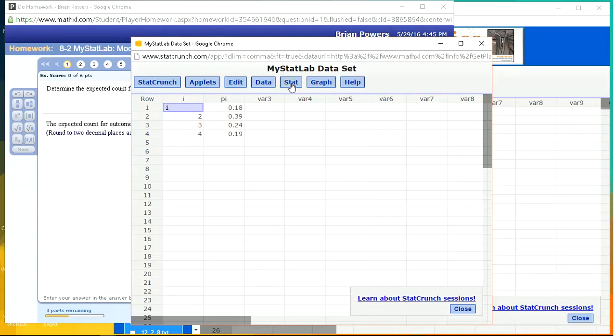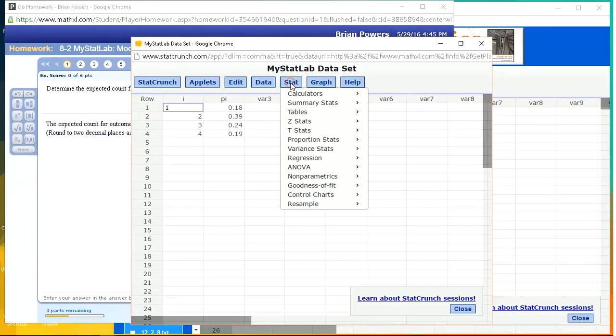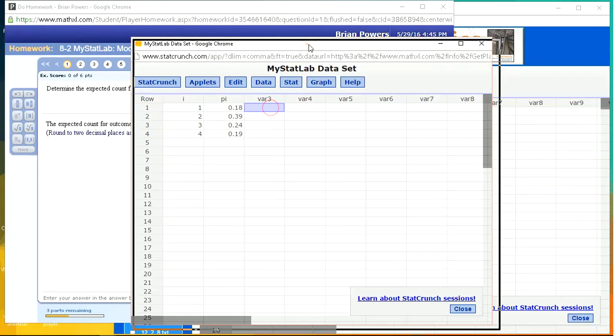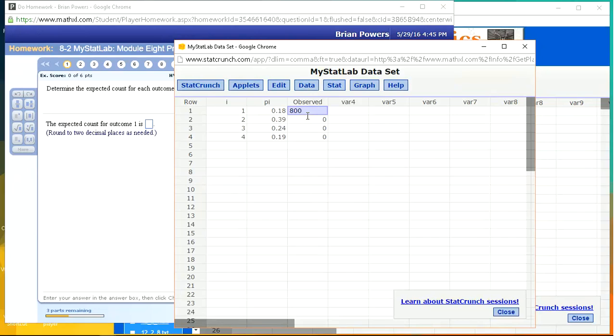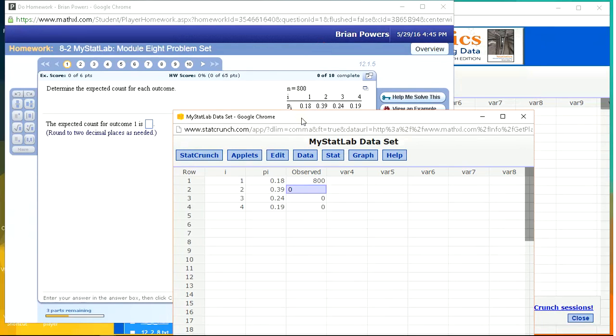So let's go to Stat. I'm going to imagine that we spun it 800 times and we only got ones. So I'll call this column observed. This didn't happen, but this is the way I'm going to trick StatCrunch into giving me the answer. I just type in a new column and put 800 and a bunch of zeros. It has to be completely filled in with zeros down below. I want it to have 800 because in the problem it says n equals 800.